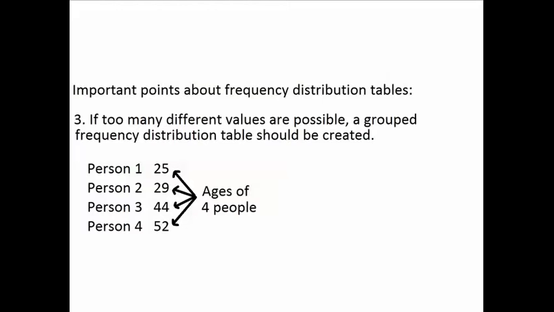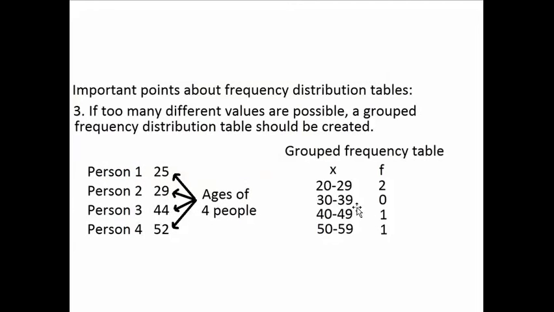So it would be much better to create a grouped frequency distribution table like this that shows groups of numbers inside the x column instead of individual numbers. This is showing that in my data set, 2 people were in their 20s, no people were in their 30s, 1 person was in their 40s, and 1 person was in their 50s.